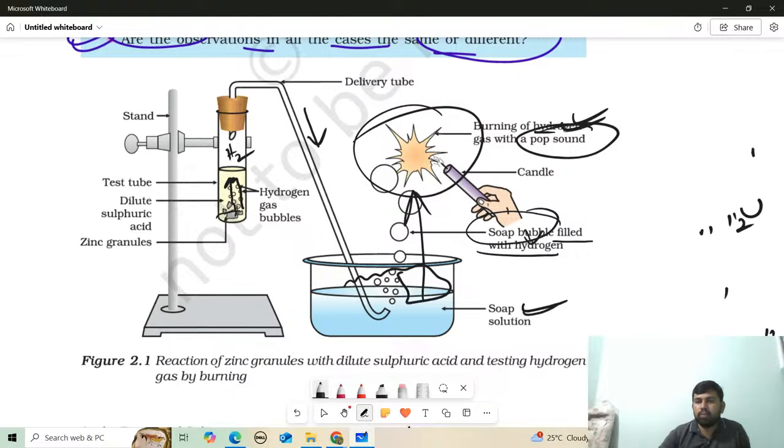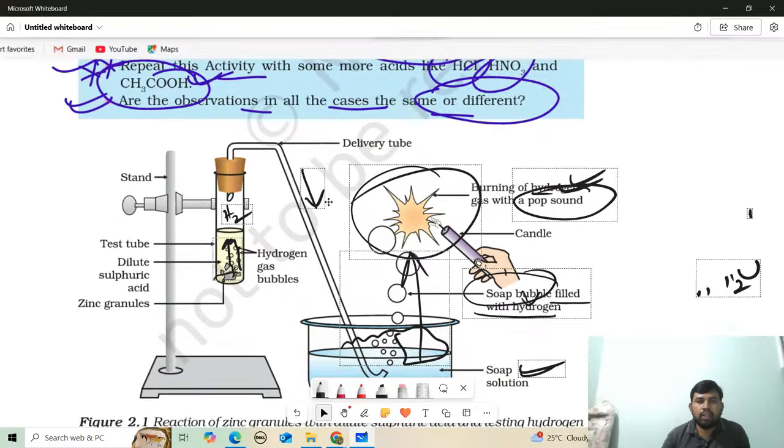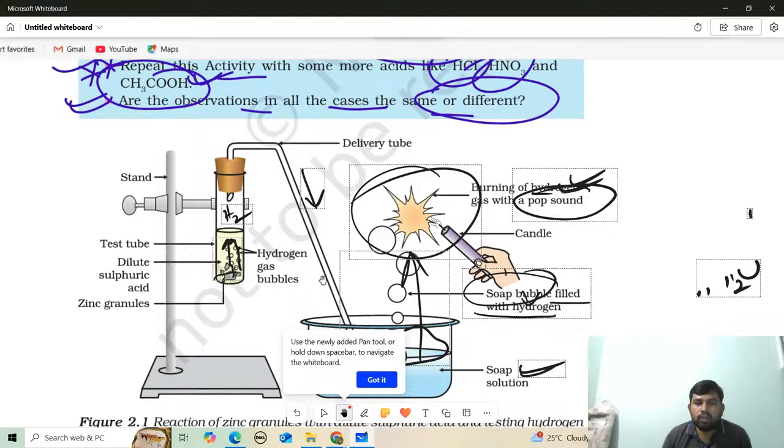Okay, now let's come to the activity. Now see the activity they have given here. Repeat this activity with some more acids like HCl, HNO3, and CH3COOH. Okay. So are the observations the same in all the cases or different? This you should know.